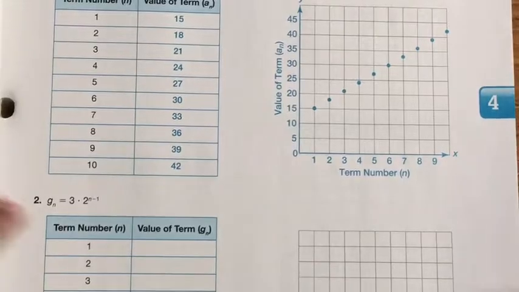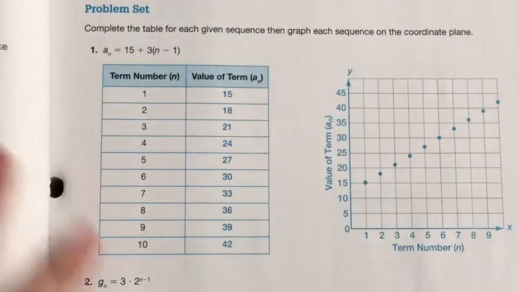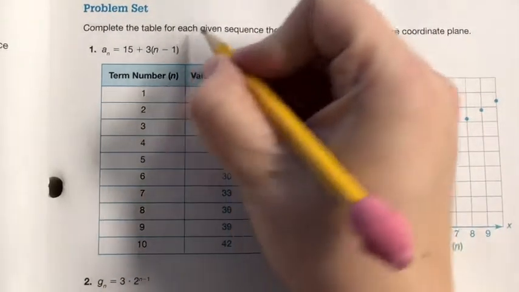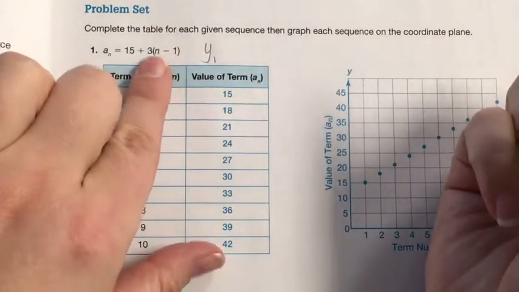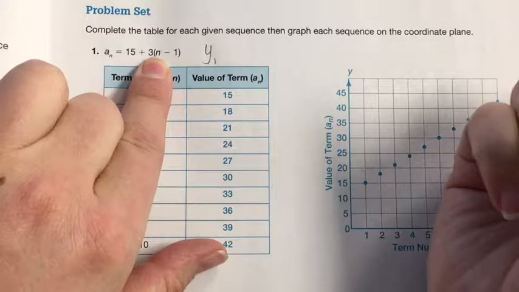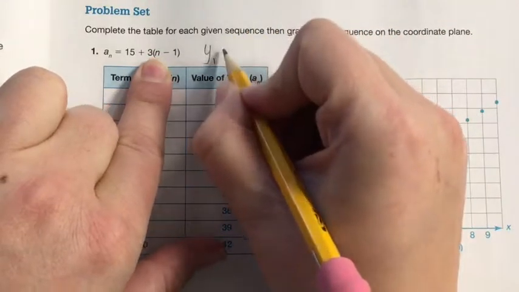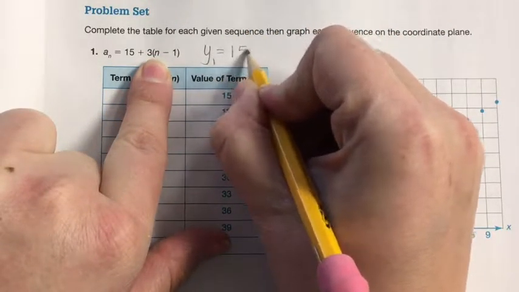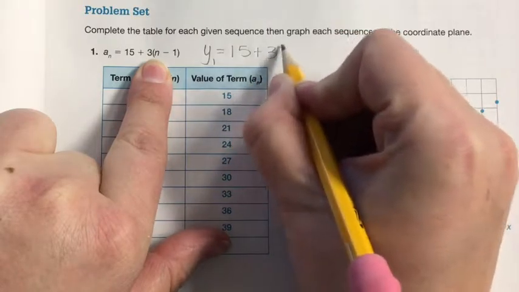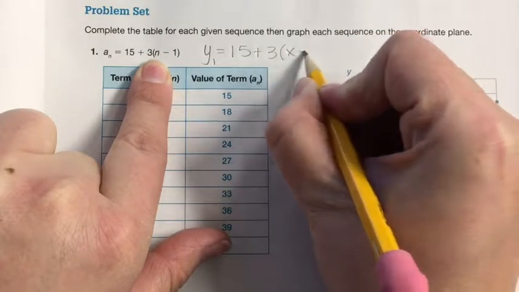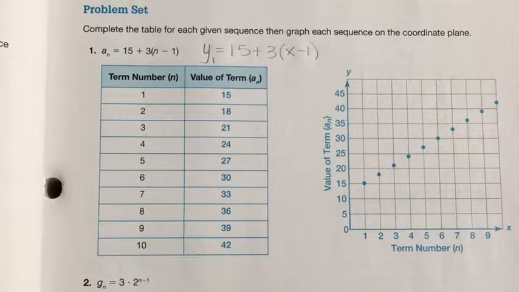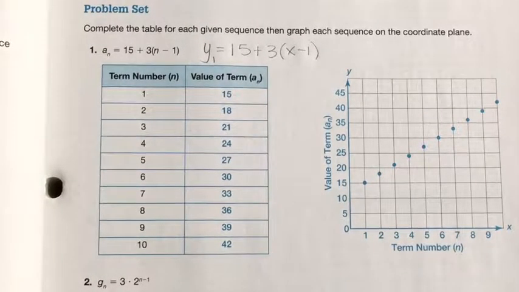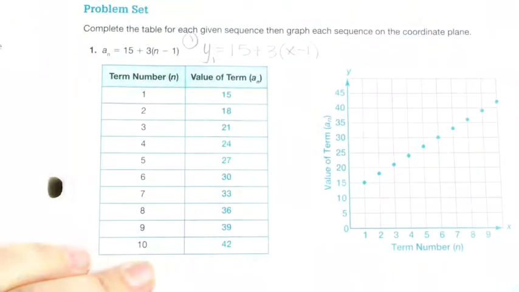I would highly recommend using your graphing calculator. So you're going to get out your graphing calculator, and into y1, you're going to type in this equation, but do not push n. What should you put in instead of n? X. Good. So y is equal to 15 plus 3 times x minus 1. So that's what you're going to type into your calculator. You can type it exactly like that, and it'll be perfect. So that's step 1. Type it in your calculator.